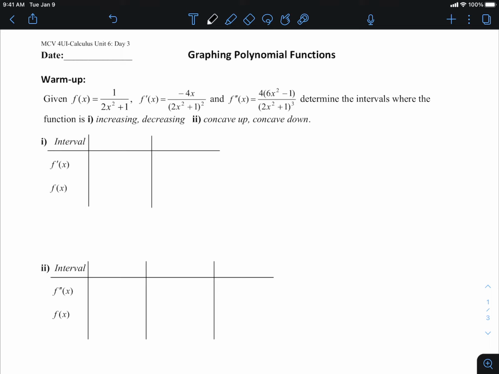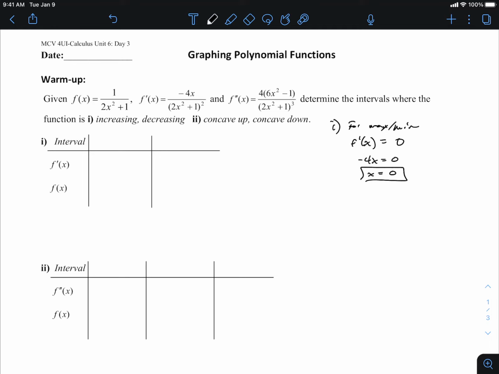Okay, so we know right off the bat, just to reiterate, for a max or min, we're going to set the derivative function itself equal to 0. And so if we set the derivative function equal to 0, the 0 would consume the denominator. So the only thing we're worried about is the fact that we have negative 4x equal to 0. And so x is going to equal 0.